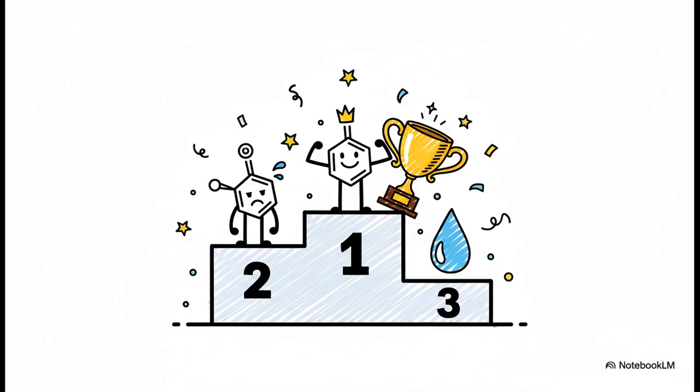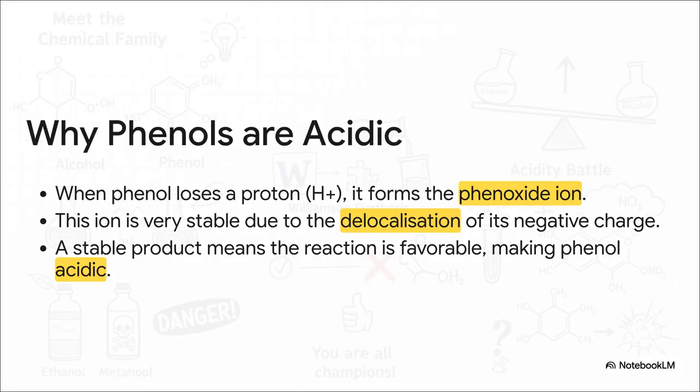But why? The answer to why is always in one word, my dear children: stability. It's all about stability. Look, when a phenol loses its proton, its H+, it becomes something called a phenoxide ion. Now, this ion is super, super stable. Why? Because that negative charge isn't just sitting on the oxygen atom. It goes for a walk around the whole benzene ring. This is what we call resonance. And if the product is stable, the reaction happens easily. So phenol is happy to give away its proton, which makes it acidic.